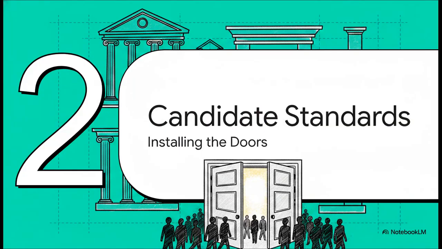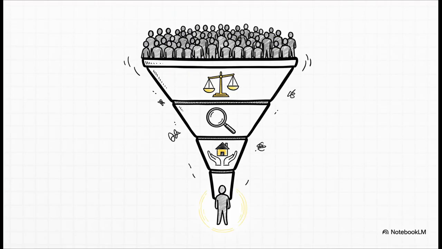Moving right along to Section 2, Standards for Party Candidates, installing the doors. Now that the foundation and walls of our building are up, we really have to ask a very important question. Who actually gets to walk through the doors of this party and represent it in a public election? The source details a highly rigid party candidate standards framework. Before anyone gets a party ticket, they have to meet strict eligibility criteria.